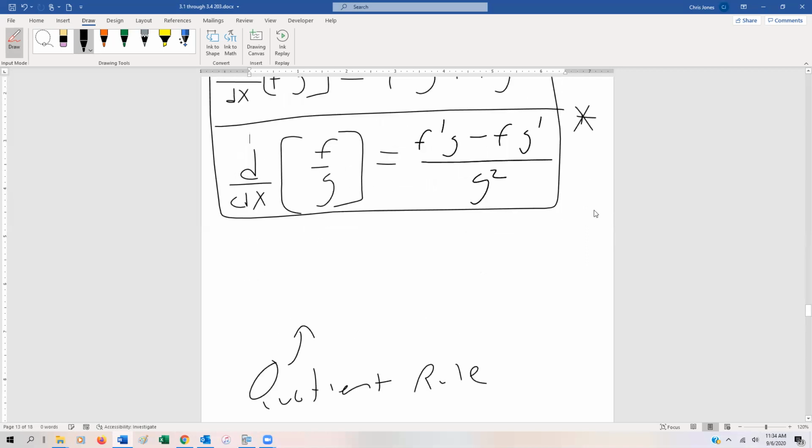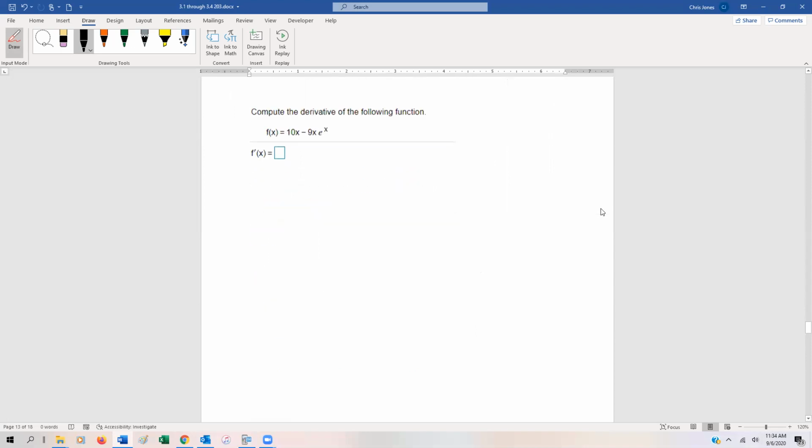All right, so we want to find the derivative of a really basic sort of function. We have 10x minus 9x e to the x. All right, so one of the things we notice is that the first function does not have a product rule on it. Okay, we know the derivative of that function is just going to be 10. However, we do have this term in the function, 9x times e to the x, and that's a product. So here's how we're going to find the derivative.